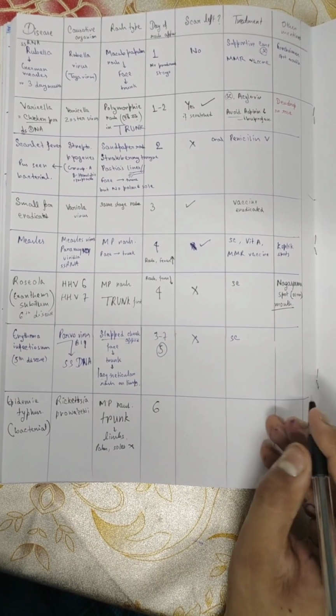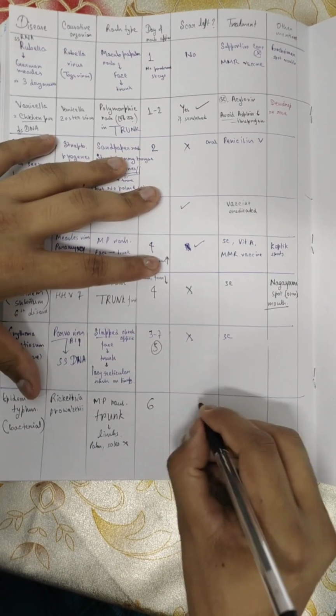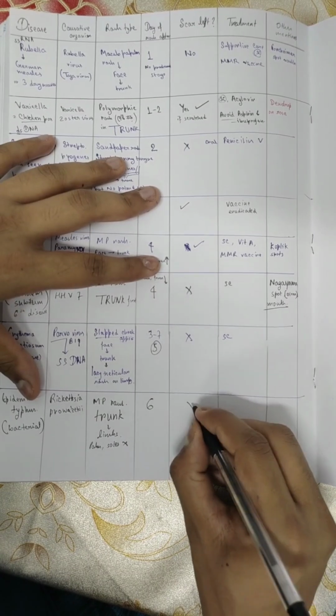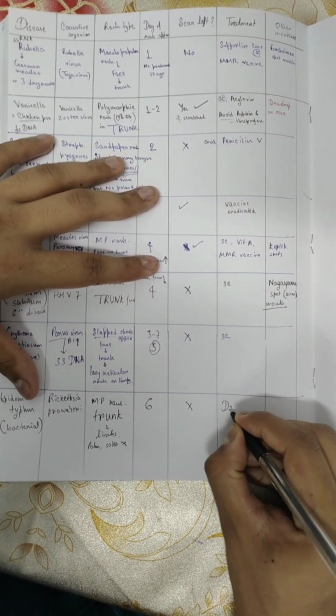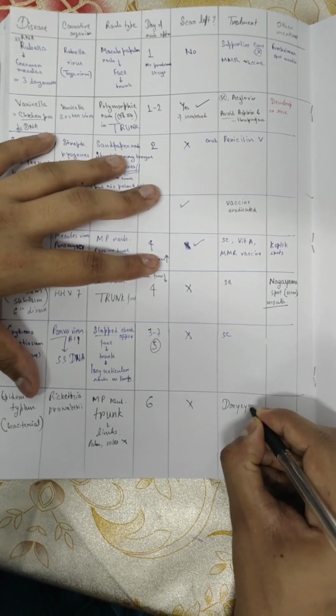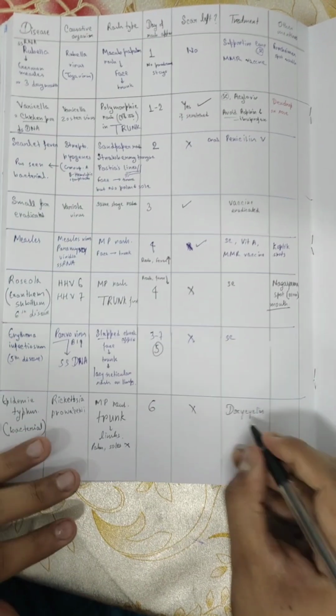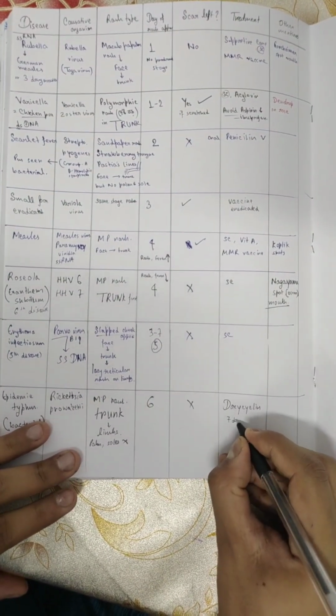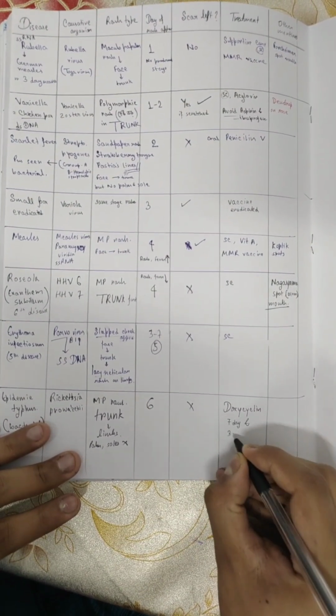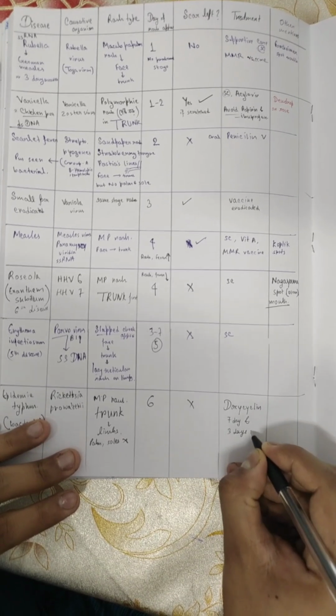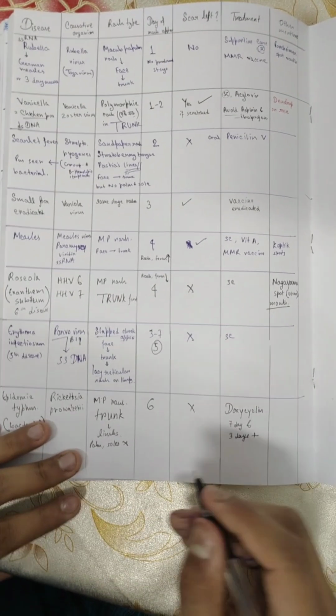What is the treatment? It is doxycycline for 7 days and 3 days surplus. Okay.